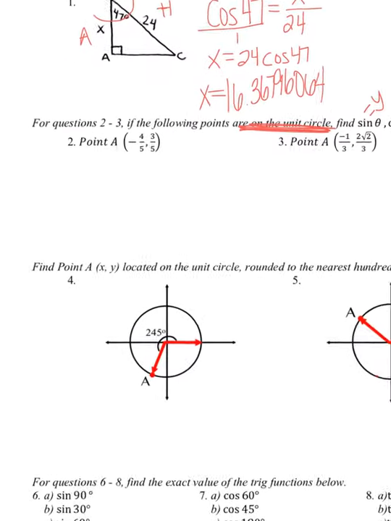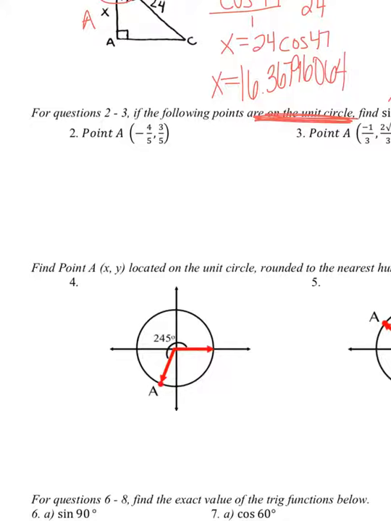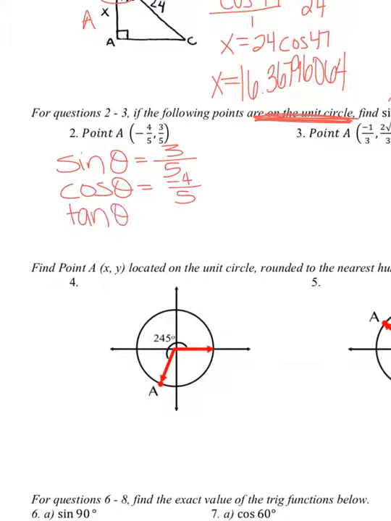Okay, so for number 2, I'm just doing sine, cosine, and tangent of theta. I don't actually have to find what theta is. So to find the sine of theta is equal to the y value, which is 3 over 5. Cosine of theta is equal to the x value, is negative 4 divided by 5. And then the tangent of theta, I have 3 over 5 divided by 4 over 5. I can do keep, change, and then flip. These two cross out, and I get 3 divided by 4 for the tangent of theta. And that's it. That's all it wants.